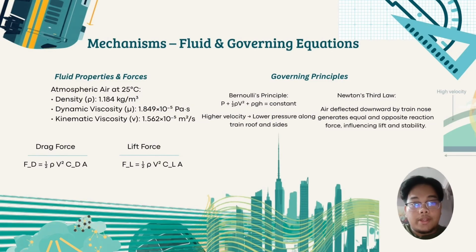Moving into the core mechanism, the working fluid here is ambient air at a standard atmospheric condition. As the train cuts through the air, it experiences two primary aerodynamic forces. First is drag force, which resists forward motion, and the second is lift force, which affects vertical stability. Both forces are calculated using the standard drag and lift equation shown on the slide. This force directly interacts with Bernoulli principle, where velocity change around the train body creates a pressure difference, as well as Newton's third law of motion regarding action and reaction force.